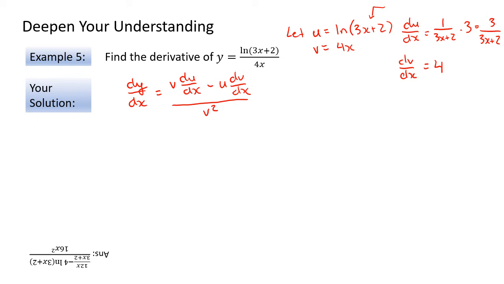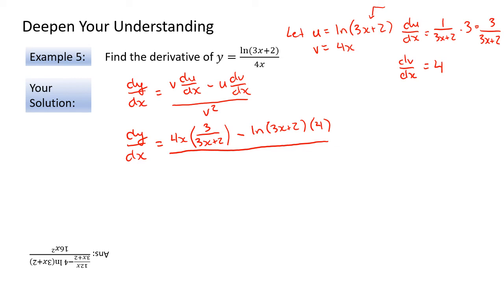So now, just like we've done, now that we have all four of those terms, we can substitute them into the equation. So dy by dx is equal to v, which is 4x, times du by dx, which is 3 divided by 3x plus 2, minus the function u, ln of 3x plus 2, times dv by dx, which is simply 4. And that's all divided by the function v squared. So 4x all squared.